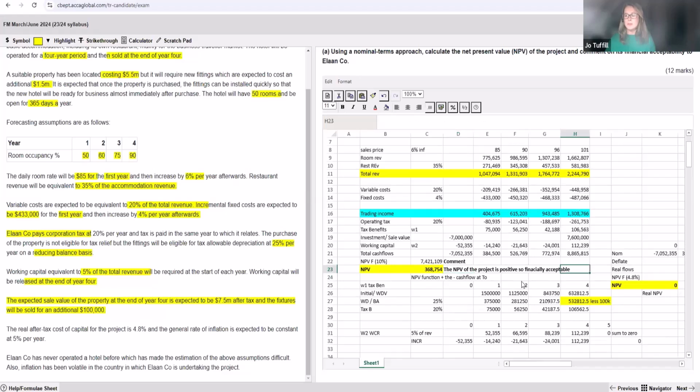If any person writes positive, accept, you'll get 0. You need to write in a sentence and explain it. Positive, accept does not tell me why. It said positive does not tell me why you're accepting it. It says the net present value of the project is positive, therefore financially accept it. That's exactly what the examiner wants. You cannot just write a little accept. I need to know why. Okay.